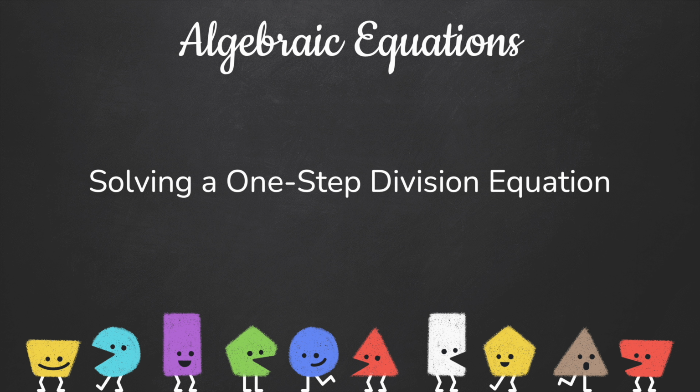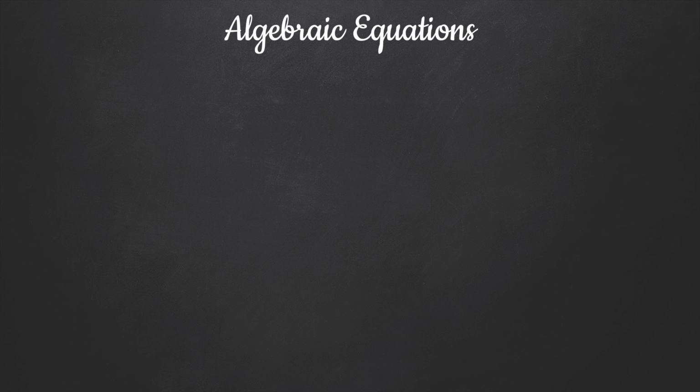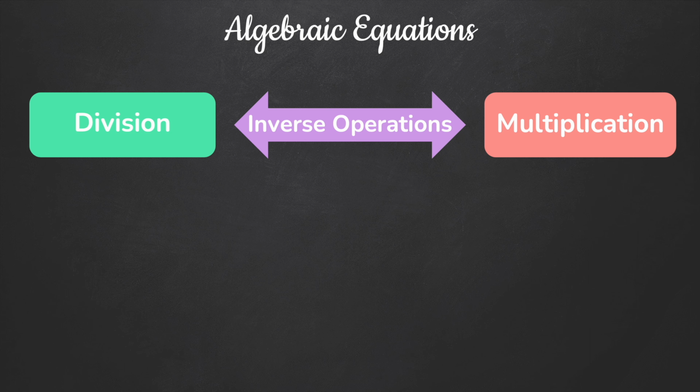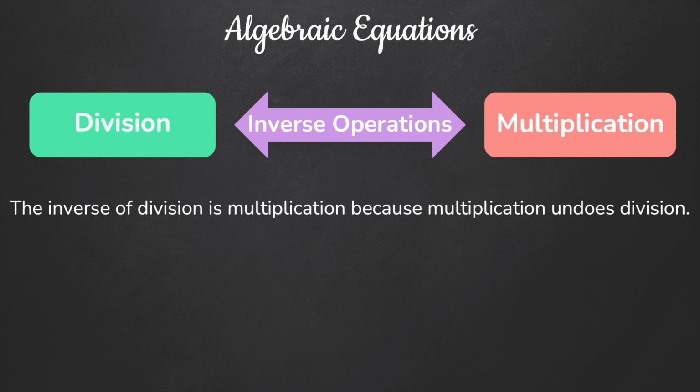Hello, mathematicians. Today we're going to be learning about algebraic equations, more specifically about solving a one-step division equation. To get us started, let's first go over the inverse operation of division. Division and multiplication are inverse operations of each other. The inverse of division is multiplication because multiplication undoes division.